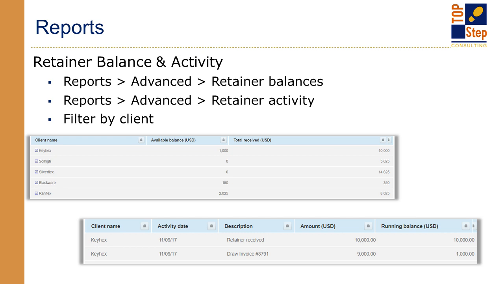You can see that for example my KeyHex project, I've got an available balance of $1,000, but I had received a $10,000 retainer, so quick math there, obviously they've used $9,000 of it. For any of my other clients here, I can see that they've got a balance of 0 and what the original retainer amount was for. Same thing with the activity. If you wanted to look and see where the money was applied and when, you can see that there was a draw on invoice number 3791, and that was for $9,000, leaving me with a balance of $1,000. So the retainer feature is actually really nice in that regard.